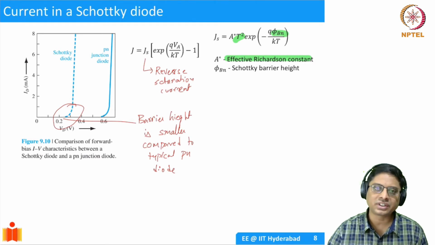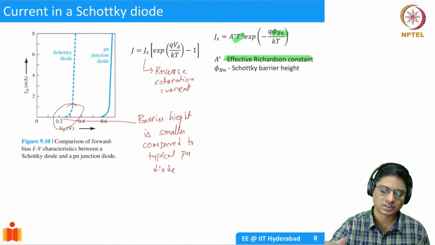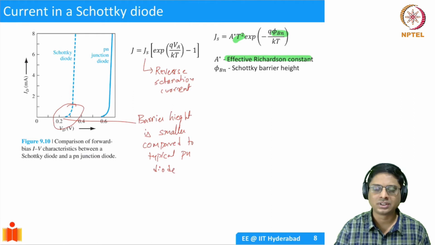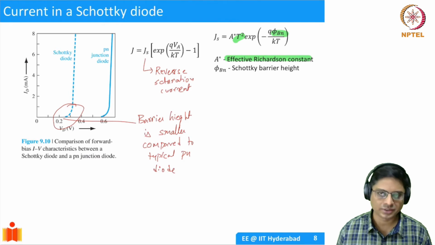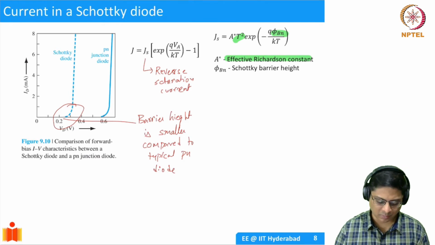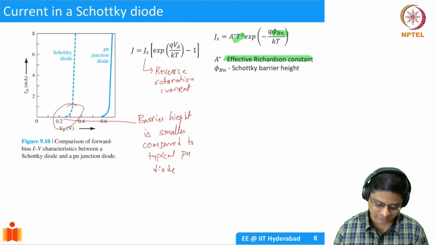So the saturation current is going to be determined by the barrier height. If the barrier height is large, then the Schottky reverse bias current is going to be small. But if your barrier height is small, we'll see that this number can be large. So that is one aspect that we need to analyze. We will analyze that in a problem in the next couple of minutes.